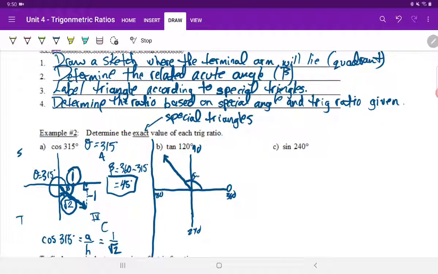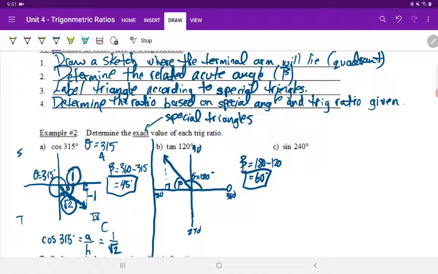This is our theta, 120. This will be our beta. Step 2 says find what beta will be. To find beta in this particular quadrant, if we take 180 and subtract 120, we get what's left over for beta, and that's 60 degrees. Well, guess what? 60 degrees is another special triangle. So let's draw our triangle.